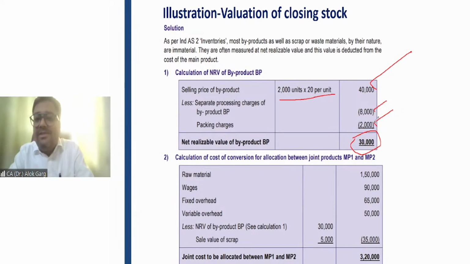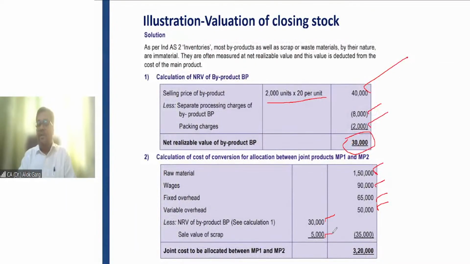So friends, now this 30,000 has to be reduced from the cost of production. What is my cost of production? I have a raw material, I have wages, I have a fixed overhead, I have a variable overhead. This is given in the question, right? And this NRV of 30,000 needs to be deducted. And there is a sales value of scrap as well of 5,000, right? So this 35,000 needs to be deducted, and the total net cost is 3,20,000, which has to be allocated between the joint product MP1 and MP2.